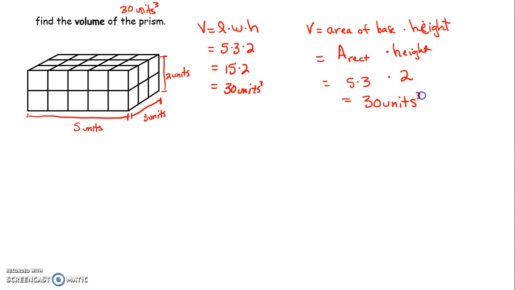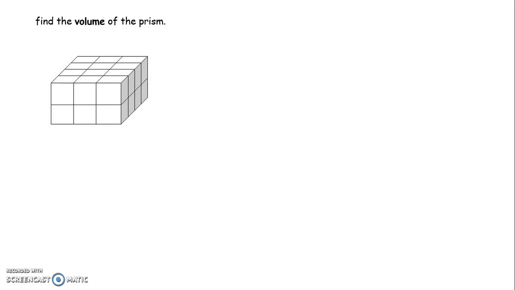Let's take a look at another one. Let's find the volume of this prism. Well, first of all, we could count up how many cubes. There's only 2 layers, pretty easy to count up. 1, 2, 3, 4, 5, 6, 7, 8, 9, 10, 11, 12. So there's 12 cubes in each layer. There's 2 layers, so it must be 24 units cubed. It must be 24 cubes that make up this prism. So that's the volume of the prism.